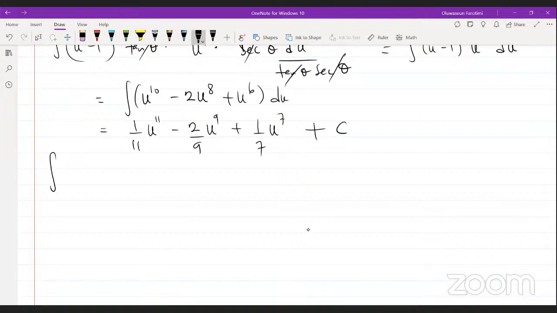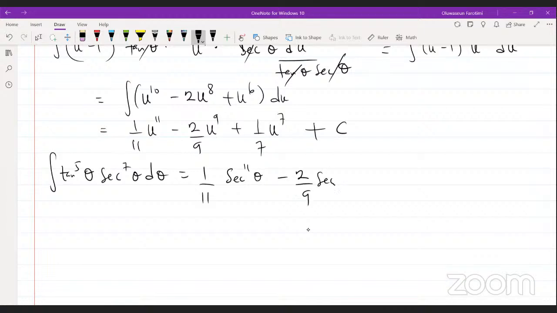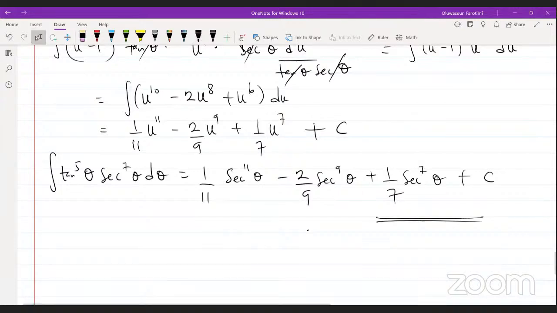So that means my integral of tan to the 5th power theta secant to the 7th power theta d theta is just going to be 1 over 11. u was secant, right? So this is going to be secant to the power of 11 theta, minus 2 over 9 secant to the 9th power of theta, plus 1 over 7 secant to the 7th power of theta, plus c. Amazing, guys.